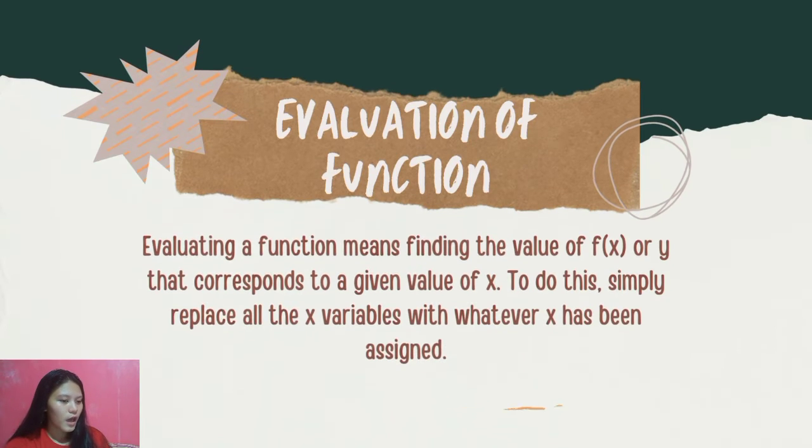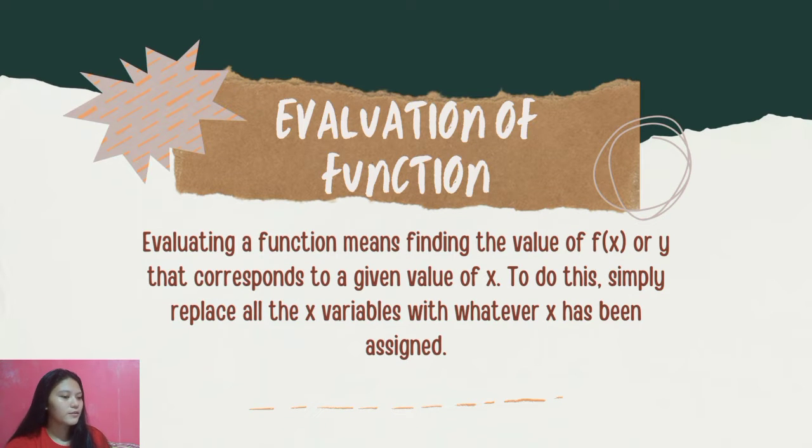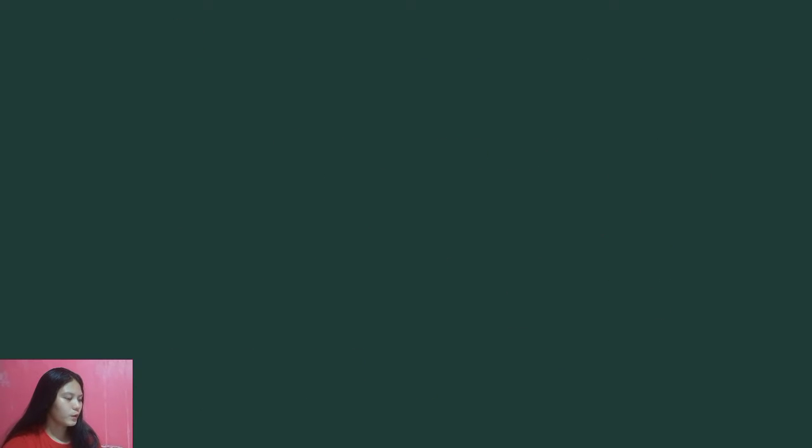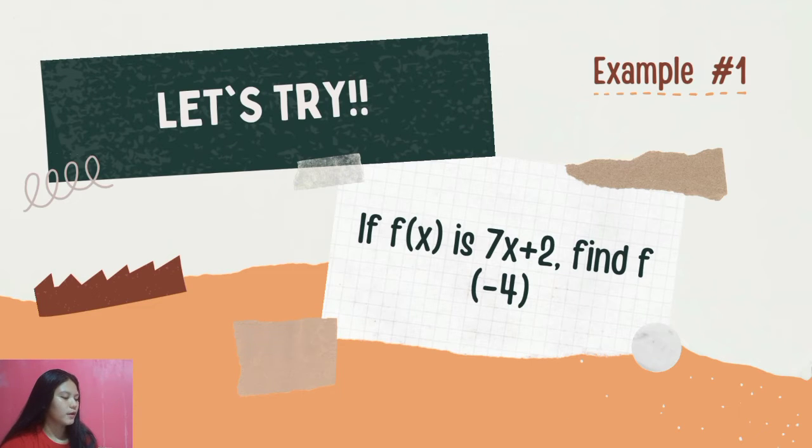Evaluation of function. Evaluating a function means finding the value of f of x or y that corresponds to a given value of x. To do this, simply replace all of the x variables with whatever x has been assigned. Let's have an example. Example number 1. If f of x is 7x plus 2, find f of negative 4.